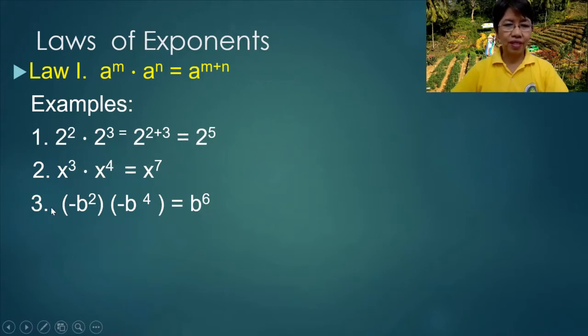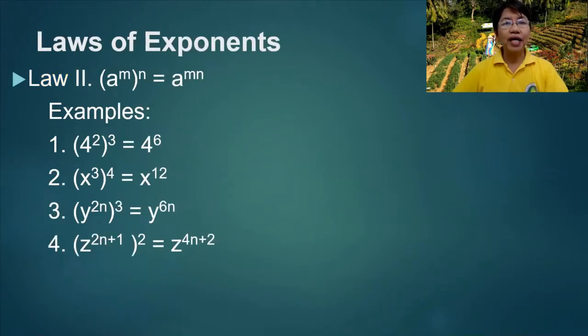And number 3, negative b squared times negative b to the 4th. Since you have two negatives, it becomes positive. And then 2 plus 4 is equal to 6. So you have b to the 6th.